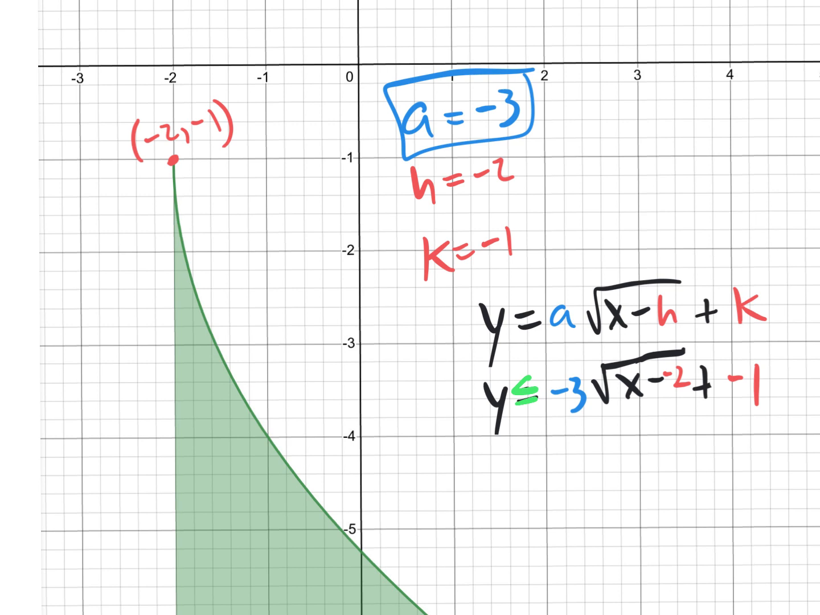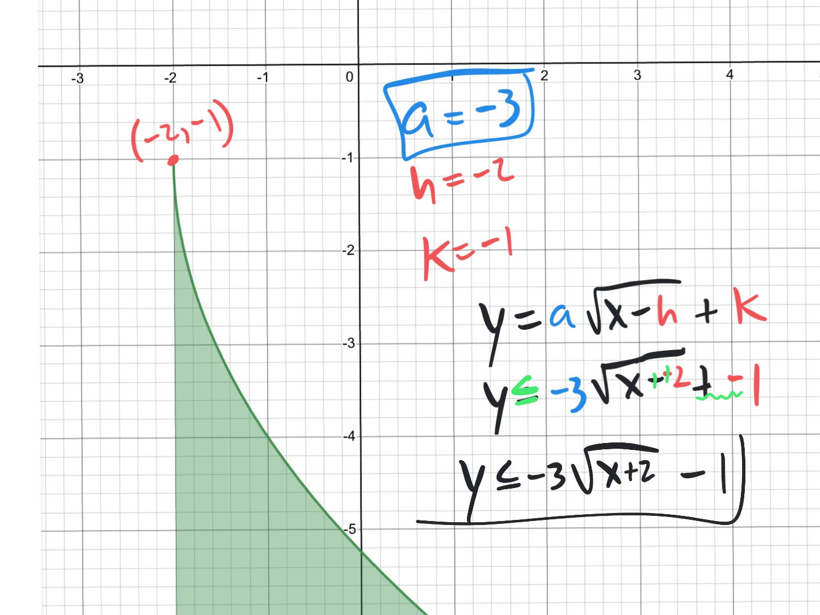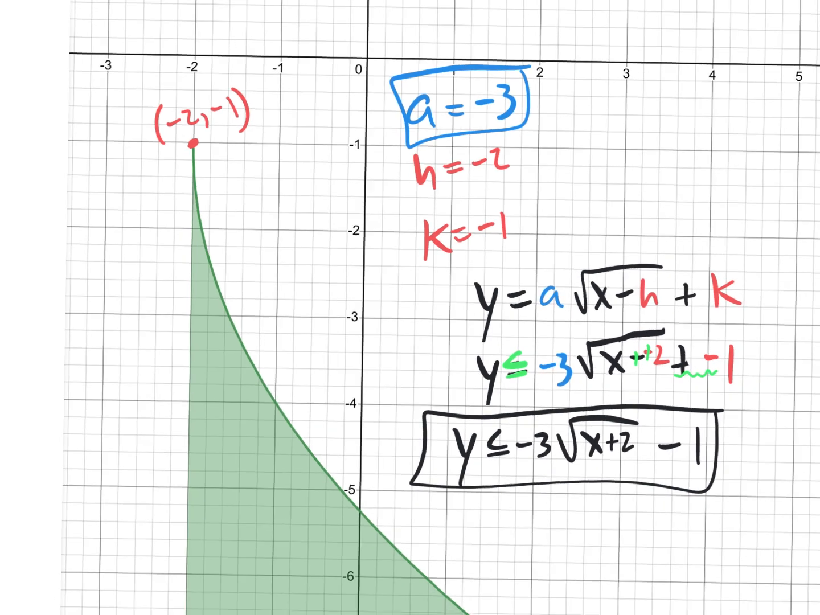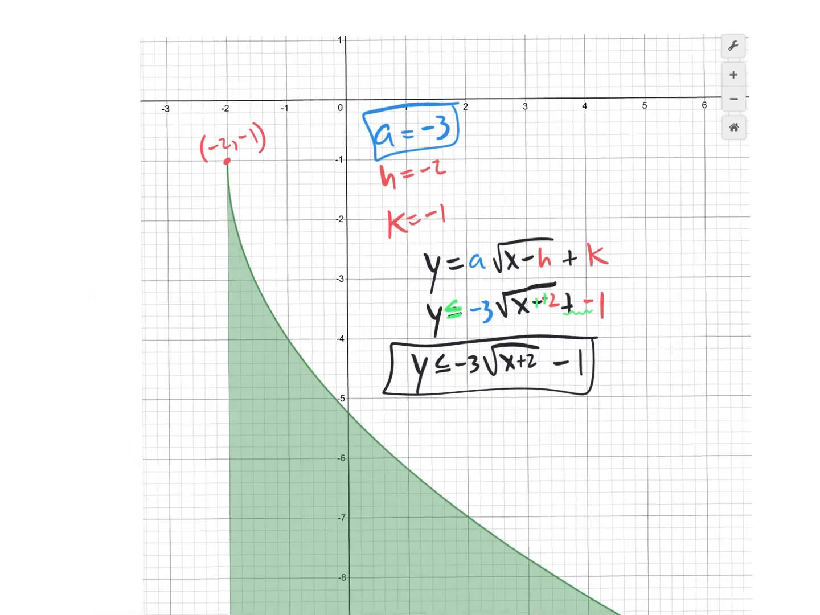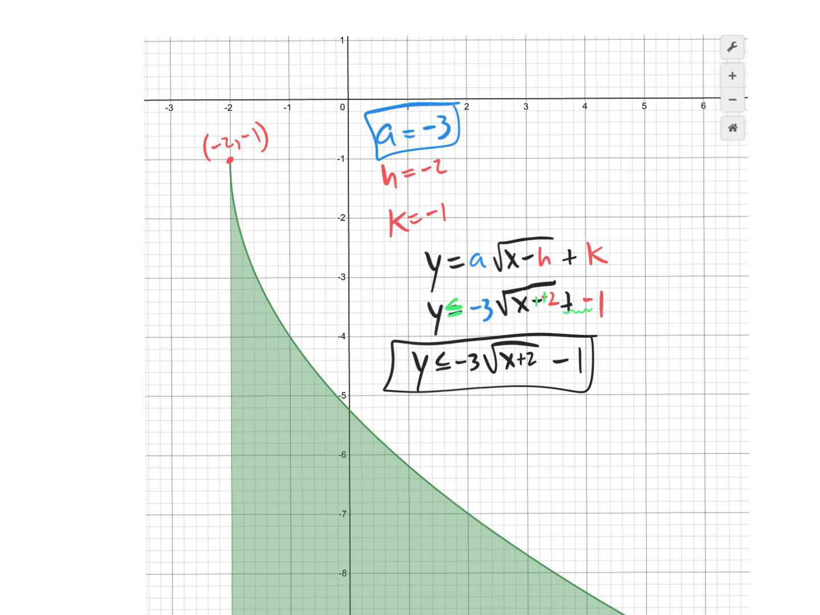So to clean it up, we're going to change the minus to plus plus. The plus minus, we're just going to write it as one minus sign. So y is less than or equal to -3 square root of x plus 2, minus 1. That's your final answer right there. That's pretty crazy, just being able to look at a graph and being able to come up with the square root inequality there. Good job, guys. I think that'll get you ready for the hardest type of questions with regards to this section.